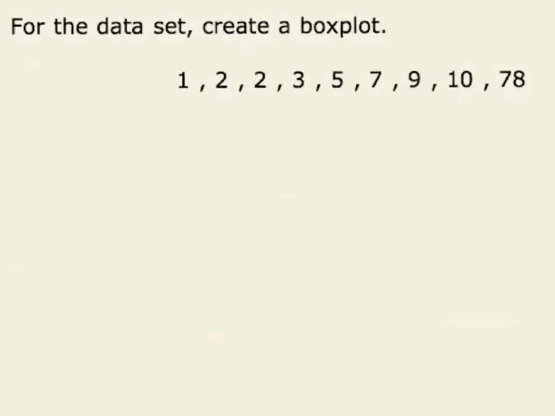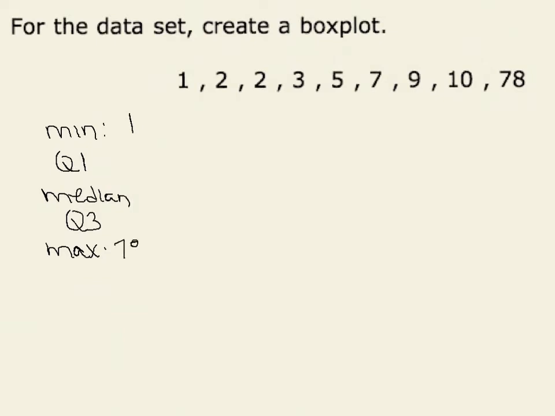In this problem, we are asked to create a box plot. The box plot is a graphical representation of the 5-number summary and is used to show outliers. The 5-number summary is given by the minimum value, the lower quartile, the median, the upper quartile, and the maximum. We know the minimum of this data set is 1 and the maximum is 78.